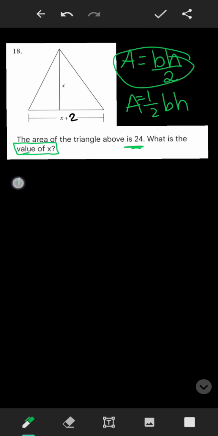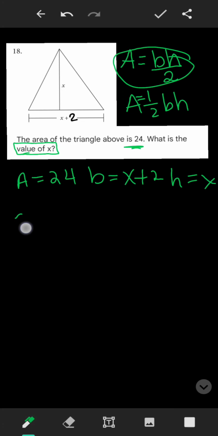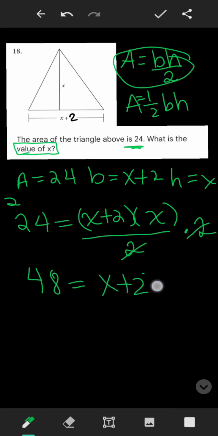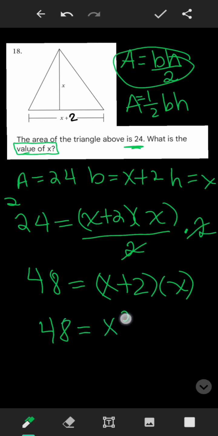Fill in our information. It says that the area is 24. The base is going to be equal to x plus 2, and the height is equal to x. So 24 is equal to (x plus 2), and I always use parentheses when I substitute in to keep my information straight, all divided by 2. Now we are going to get x by itself. That's what we're trying to do. Multiply by 2 on both sides because we want to eliminate that fraction. 2 times 24 is 48, which is equal to (x plus 2) times x. 48, just going to keep simplifying, is equal to x squared plus 2x.